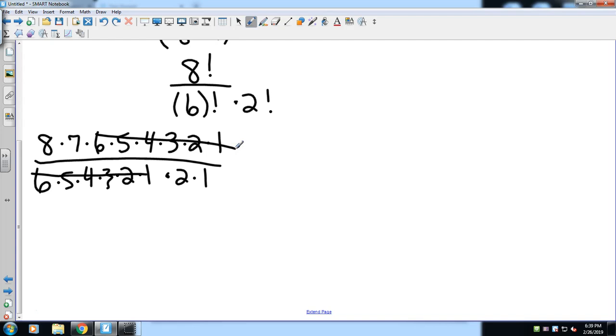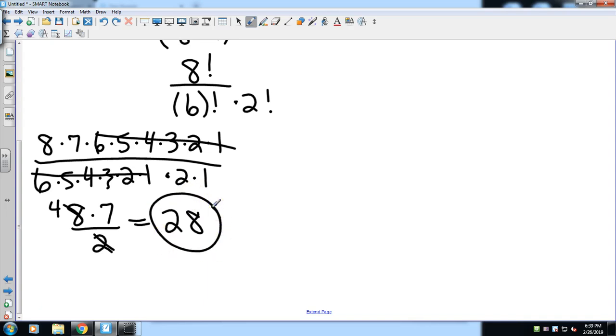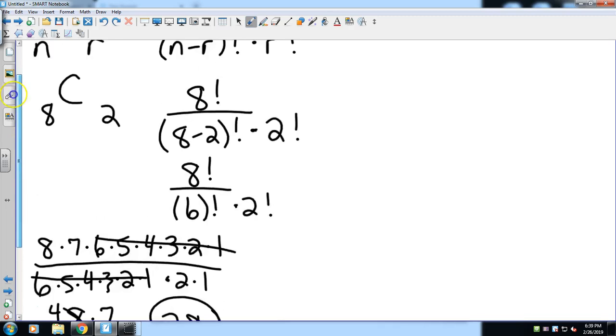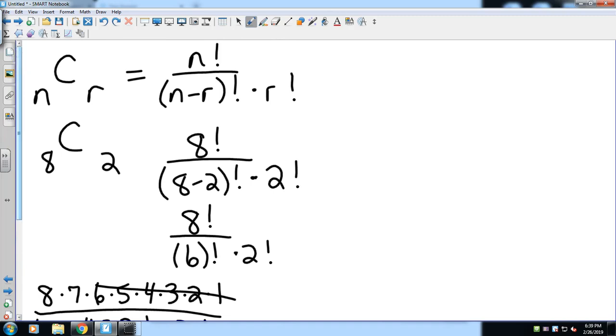Now this opens up something interesting. I have 8 times 7 all over 2. Okay, I didn't put the times 1 on there. We can cancel. That 2 goes into that 8 4 times. And so 4 times 7, that's going to give us 28 options if we are doing combinations where we have 8 to choose from and we are choosing 2. So again, formula is n factorial over n minus r factorial times r factorial. And that's about 8 minutes, and that is 9-5 permutations and combinations.